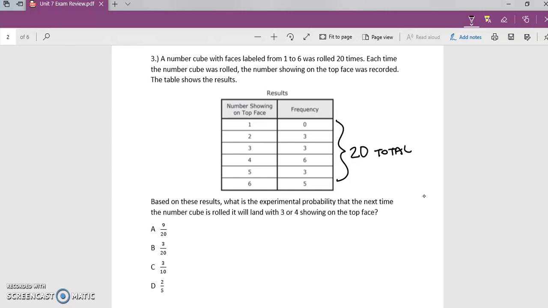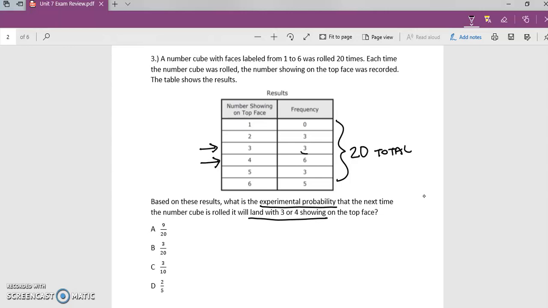So it says, based on these results, what is the experimental probability that the next time the number cube is rolled, it will land with a 3 or 4 showing. So they're giving us two possibilities. They're giving us that it could be landing on a 3 or it could be landing on a 4.